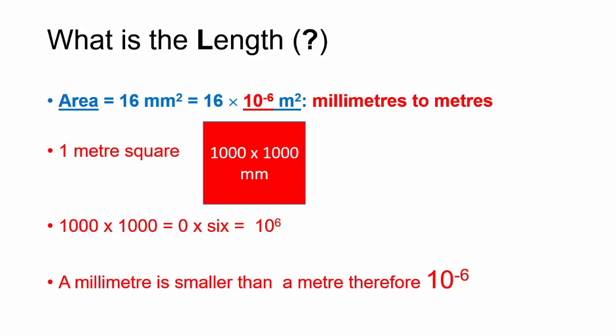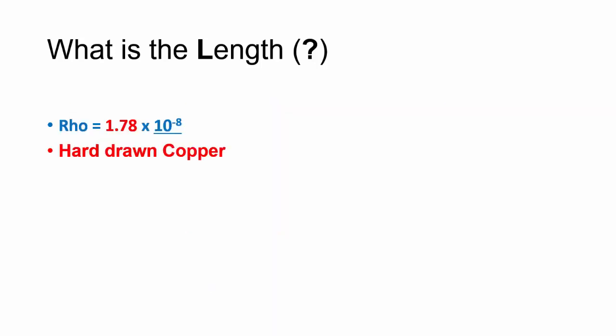So we are going to be using 16 multiplied by 10 to the minus 6 meters squared. Rho, because it's hard drawn copper, is 1.78 times 10 to the minus 8.